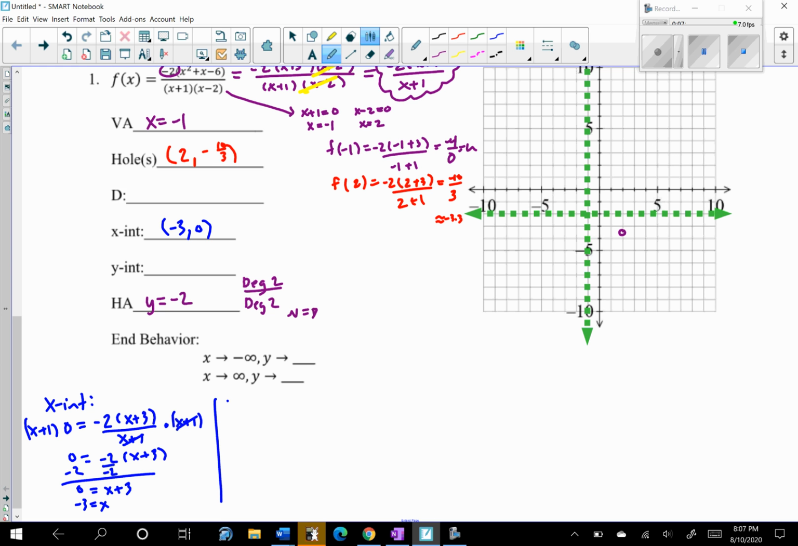And then how do you find the y-intercept? To find the y-intercept, you are going to plug 0 in for x and solve. So for the y-intercept, it would be equal to negative 2 times 0 plus 3, and again, I use my simplified answer to do this, over 0 plus 1. So when I do that, I get y is equal to negative 2 times 3, which would give me negative 6 over 1, so negative 6. So we have a y-intercept of 0, negative 6. So I'm going to go ahead and plot those points. We have negative 3, 0, and 0, negative 6.